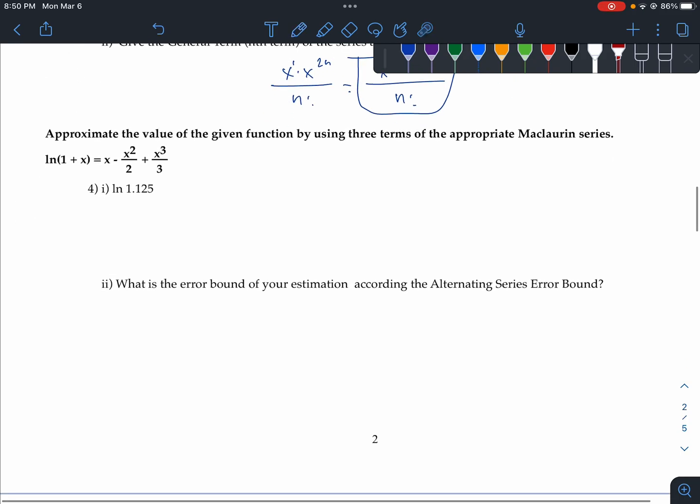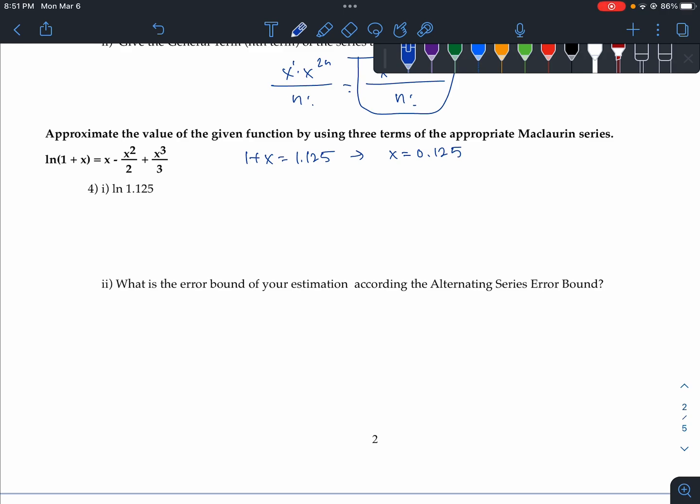Alright, so approximate the value of the given function by using 3 terms of the appropriate Maclaurin series. Okay, so we're approximating this. So using 3 terms, and we're given 3 terms. Okay, so one thing is I need to know what x is. So 1 plus x in this case has to be equal to what's inside, so 1.125. And if I subtract 1 from each side, I get x is equal to 0.125.